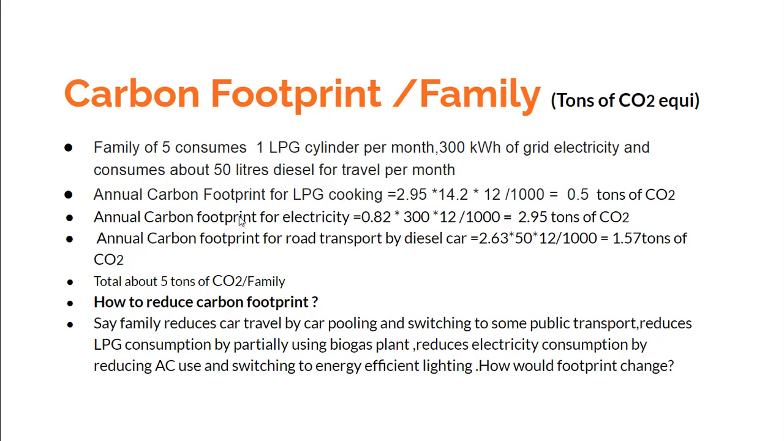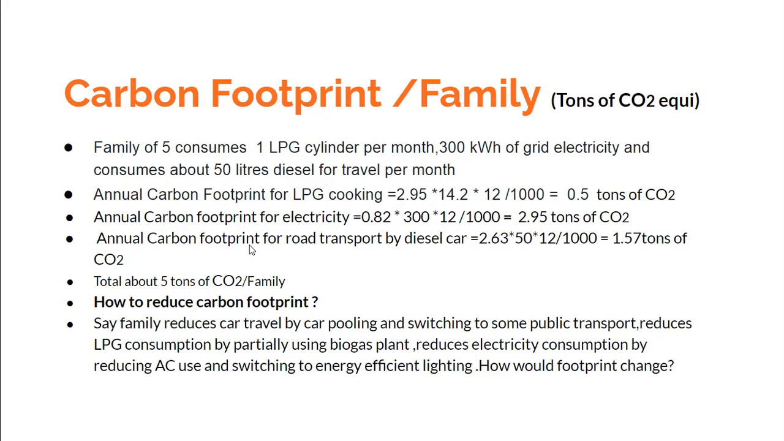For the calculations of electricity contribution to carbon footprint, we should take the monthly consumption, which is 300 units, convert it into annual consumption by multiplying it with 12. So 300 into 12 is the annual consumption of electricity. Multiply it with the emission factor, which is 0.82. And this numerator, when I want to convert it into tons, I divide it by 1000. So again, solving this, we get the carbon footprint from annual electricity consumption as about 2.95 tons.